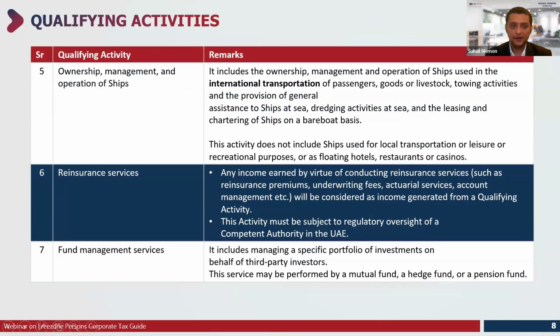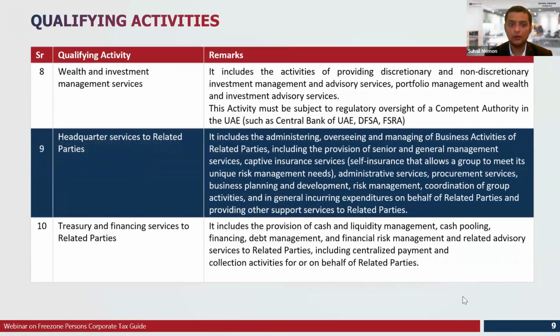Coming to this slide, I would be covering reinsurance service. As you go through the list of excluded activities, there is insurance, but that is about insurance, and this is reinsurance. So if you talk about reinsurance activity, then this is covered as a qualifying activity.